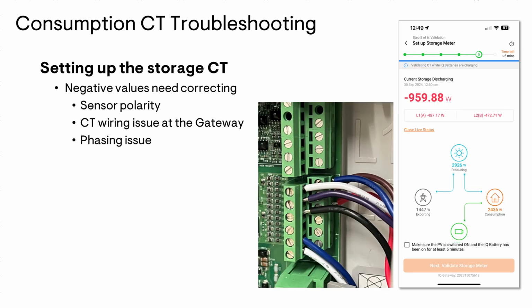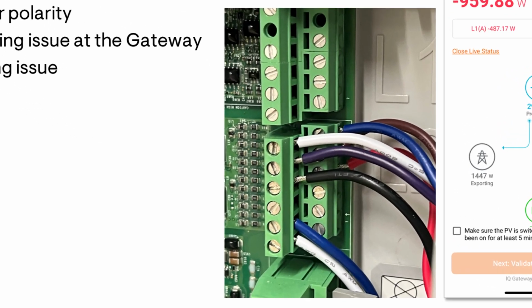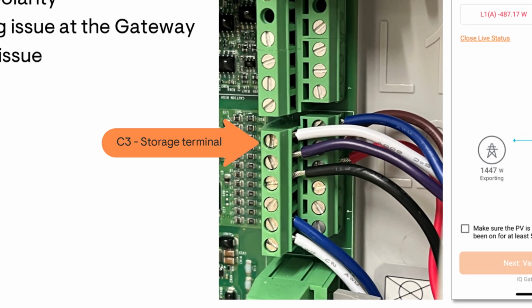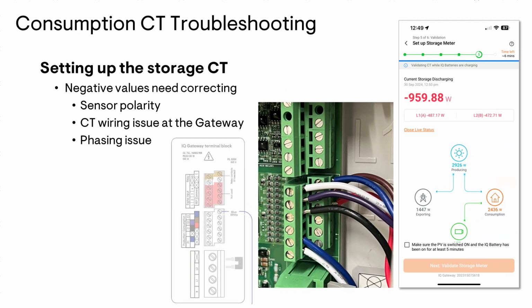The second place to check would be the CT wire placement in the terminal blocks of the gateway. If the sensor is correct, a wiring mistake could also show that negative reading. And in this example, you'll see that the storage CT is landed on the C3 terminal blocks of the gateway with the white and blue wires. We always recommend referring to the wiring schematic on the gateway or in the combiner box for proper placement. Make sure those wires are landed correctly and secure.